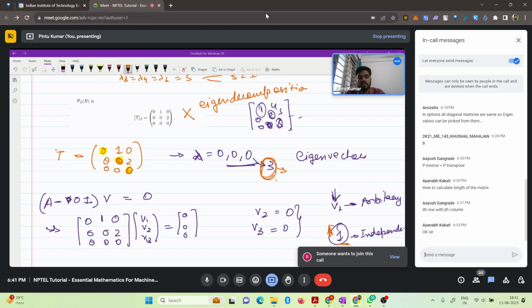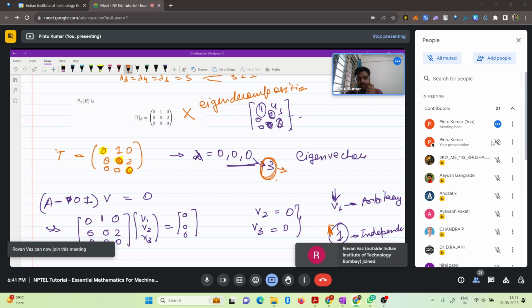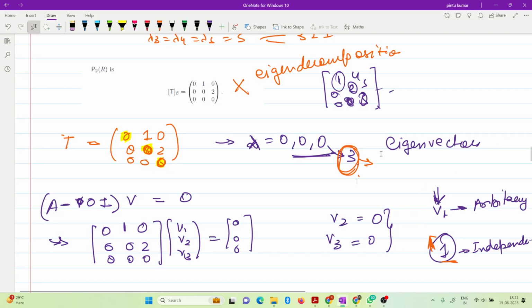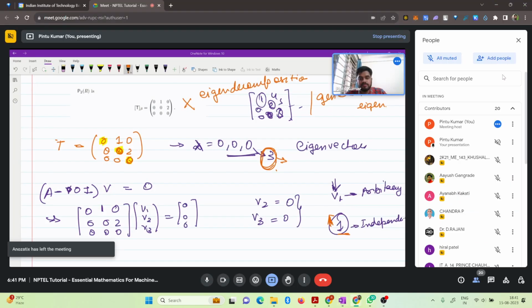One thing that I don't think would be covered in this course, but just out of curiosity: for these kinds of cases, when you don't have a sufficient number of eigenvectors, people go for something called generalized eigenvectors. Then they don't obtain an eigen decomposition or diagonalized form; instead they obtain something known as the Jordan canonical form. I think that would be covered in later lectures.